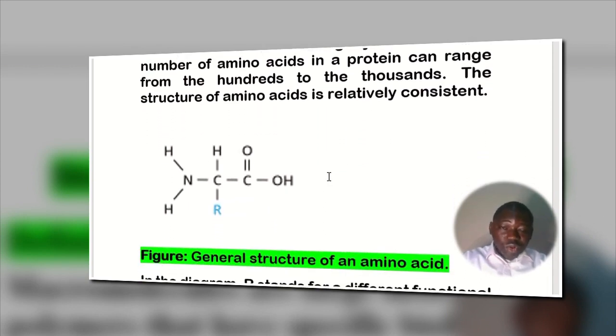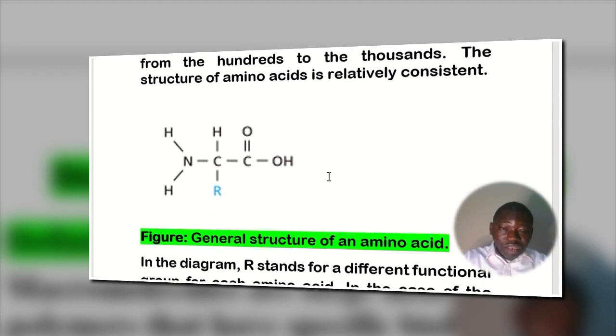This is the general structure of an amino acid. You can see the NH, you have the N, C, C, OH, and attached to the N is H, attached to the first C is H and an R group, and attached to the second C, which is double bonded with O, is OH, which is a functional group. COOH is a functional group, and the NH. So this is the general structure of the amino acid.